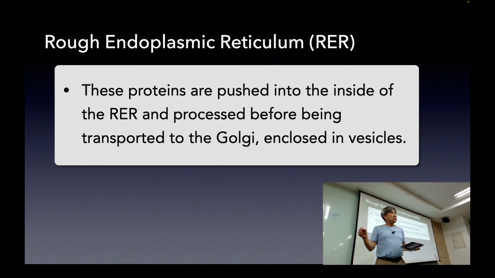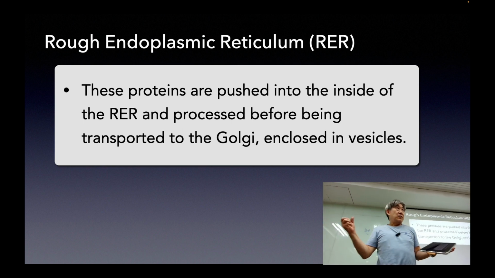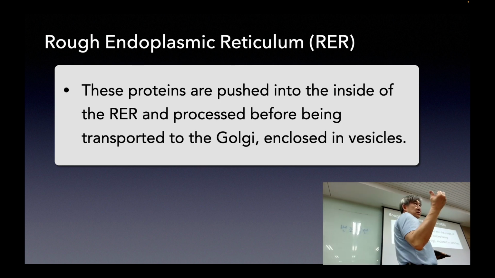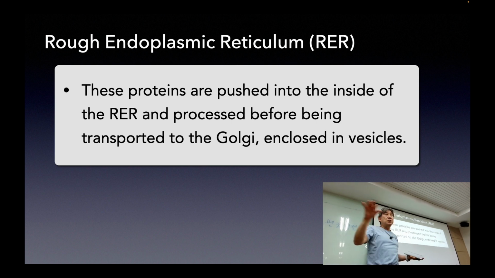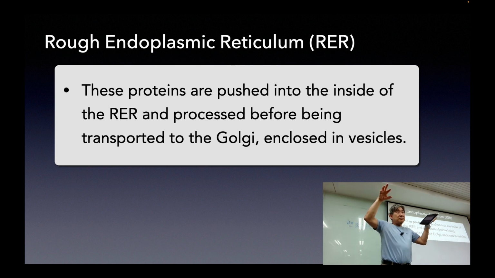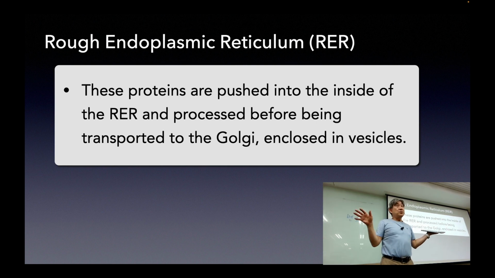Wherever you see the ribosome, there must be something going on in terms of protein synthesis. The ribosome will make protein. And the question is, what happens to the proteins made by the ribosome on the surface of the so-called rough endoplasmic reticulum? All those proteins, once they are finished, are actively pushed inside of the rough endoplasmic reticulum.